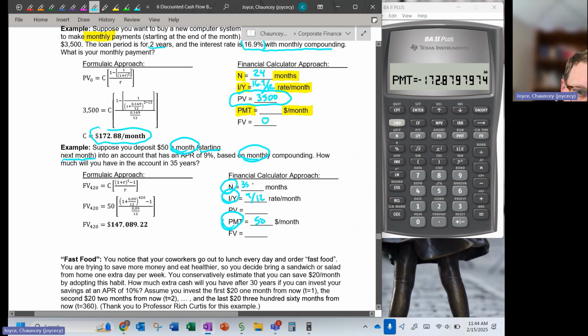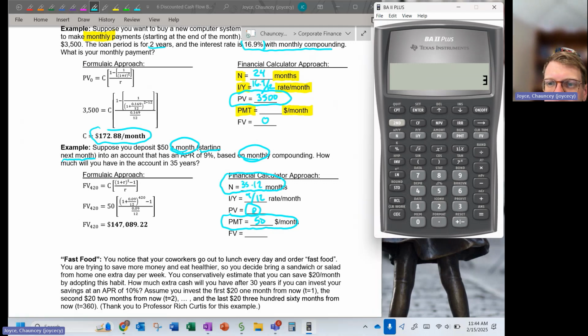So your time is just 35 times 12. And your present value is 0. There's no starting lump sum, or you could just think of you're valuing these payments of 420 months of $50 a month. So there's no initial amount. So let's do that. Let's do the 35 times 12 for 420. Time and risk, 9 over 12, our rate, our compound rate. 3/4 IY, 0 PV, 50 PMT, and then compute future value.